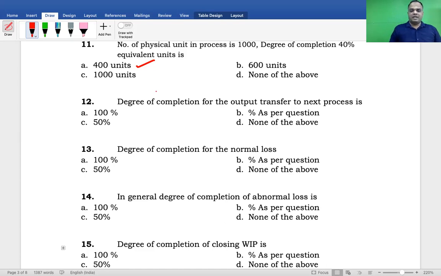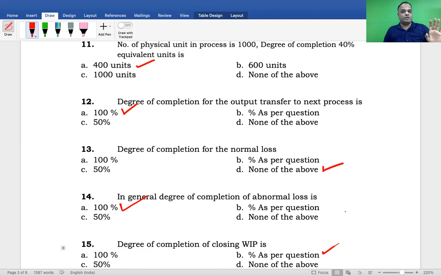Understood? Next. Degree of completion of the output transferred to the next process is 100%. Output means it should be 100%. Degree of completion for the normal loss is none of the above, not applicable. Okay, good. In general, degree of completion for the abnormal loss is 100%. Degree of completion for closing WIP is the percentage as given in the question.